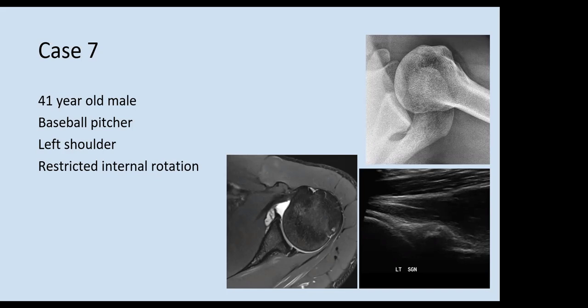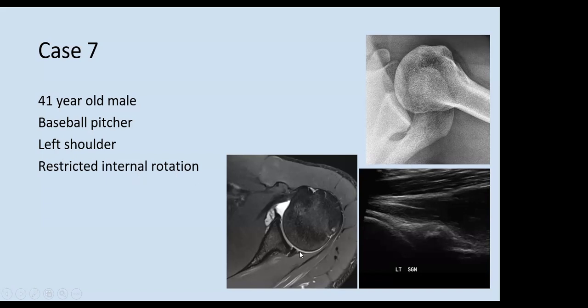Yeah. Okay. Also search for whether there are reverse HAGL lesions. I can see perfectly in this image. Okay, so there is no history of shoulder dislocation. Otherwise, I would have given you a history of shoulder dislocation. The history I gave you is a baseball pitcher and also restricted internal rotation.